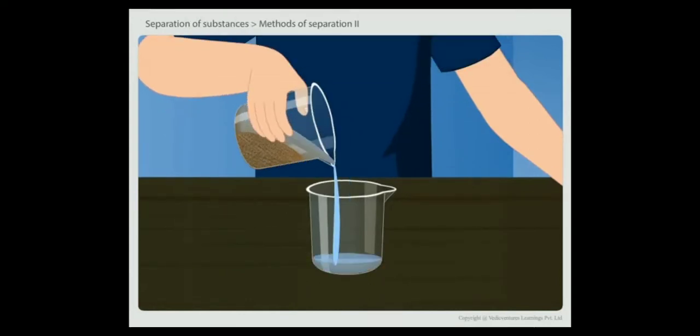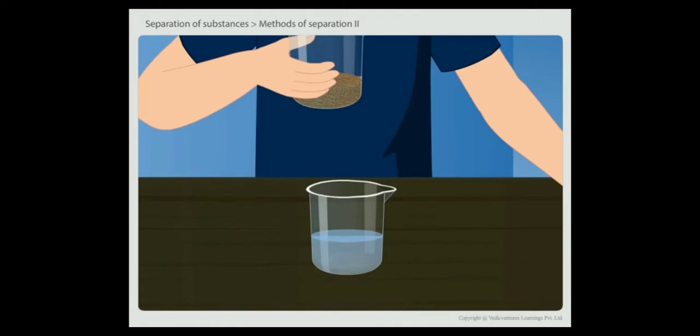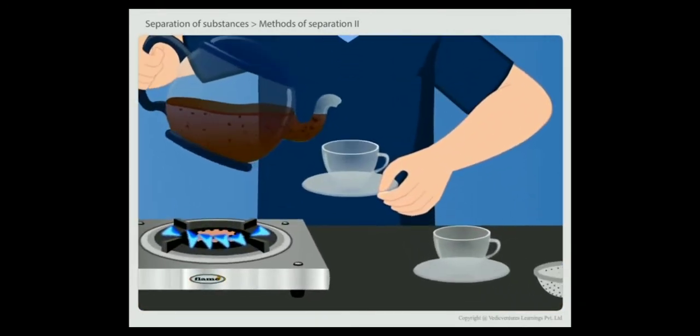Here we can see the sedimentation and decantation process. The boy is decanting the water into the fresh beaker, whereas in the old beaker the mud solutions remain. Now the boy is making tea.